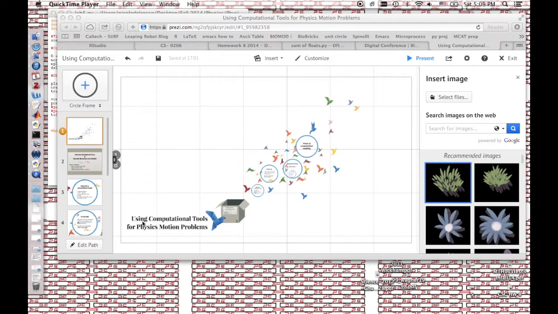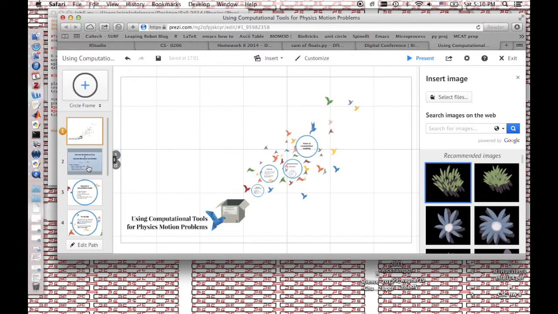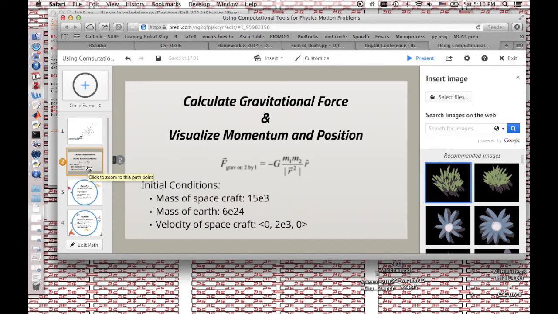For my last lab, I wanted to use computational tools to solve a pretty generic physics motion problem. The issue I was concerned with was that I wanted to calculate gravitational force and be able to visualize momentum and position of a spacecraft as it traveled along Earth.